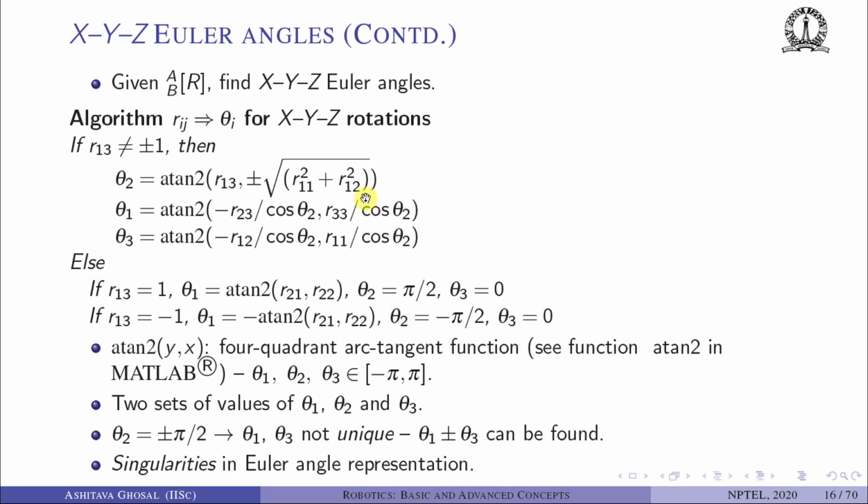Okay. So what does this algorithm tell you? That there are two sets of values of theta 1, theta 2, theta 3 for a given rotation matrix ABR. If theta 2 is plus minus pi by 2, theta 1 and theta 3 are not unique. We can only find theta 1 plus minus theta 3. We make the convention that in either case theta 3 is assumed to be 0 and we obtain a unique theta 1. These conditions, theta 2 is plus minus pi by 2, are called singularities. So there always are singularities in any representation where we cannot find the angles uniquely.